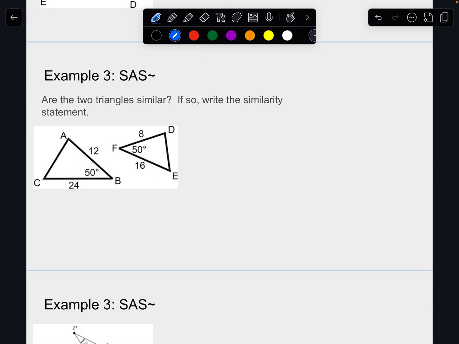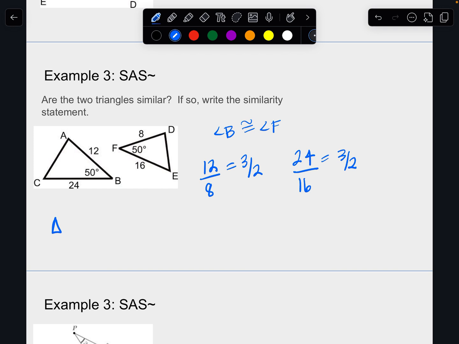So got a couple more here. I know that angle B is congruent to angle F. So I have my angle. Let's look at the sides. If I look at the smaller side on my first triangle, that's 12. The smaller side on my second triangle is 8. So those two are corresponding, and that gives me 3 over 2. The bigger side on my first triangle is 24, bigger side on my second triangle is 16. That also simplifies to 3 over 2. So now I can say that these two triangles are similar.